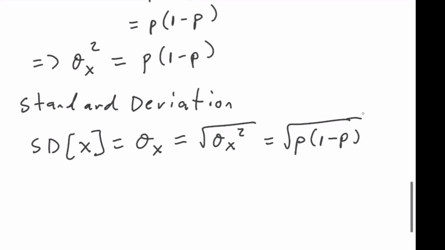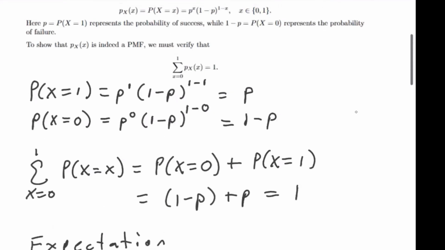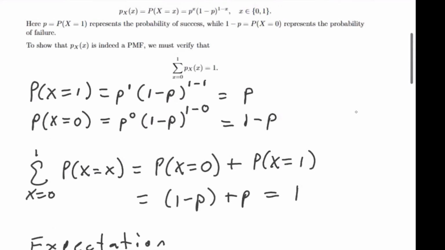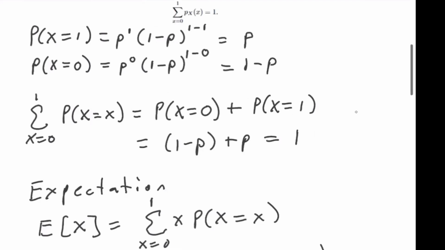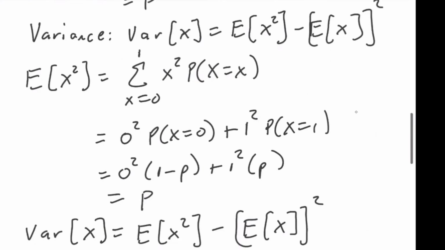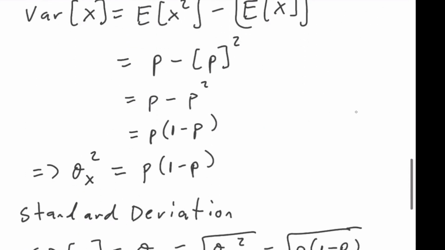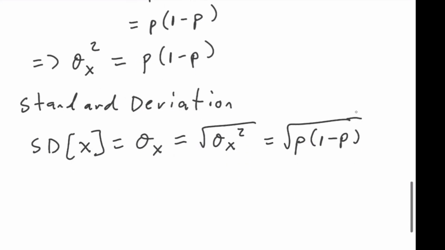All right, and now this is pretty much it for the Bernoulli distribution. We know that it is indeed a distribution because the sum of all the probabilities is 1. We can see the expectation of the distribution is p. The variance of the distribution is p times 1 minus p. And the standard deviation is the square root of p times 1 minus p.